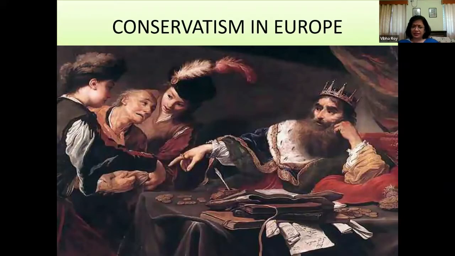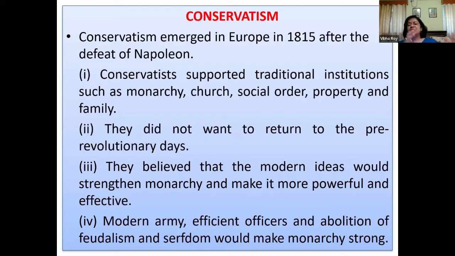But what happened? Again, conservatism comes back. Conservatives means the people who believed in the traditional system. They wanted the old system to continue. So along with liberals, we see conservatism also emerge in Europe in 1815 after the defeat of Napoleon. Finally, Napoleon was removed. He was not allowed to continue.